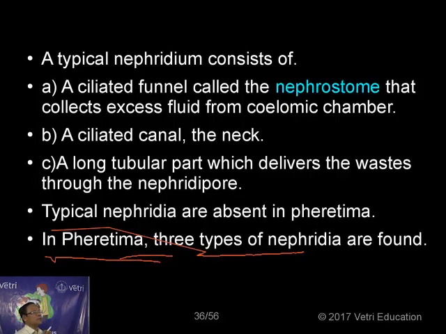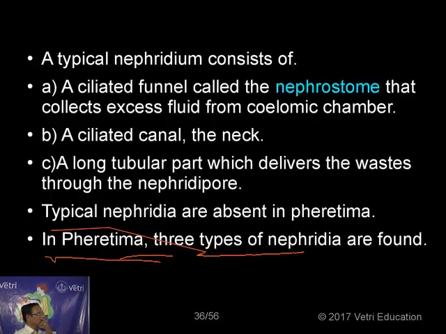So, if you are taking a typical nephridium, the following are the structures present. Each nephridium has a ciliated funnel. A typical nephridium means normally we are taking any example, but we don't have a typical nephridium in Pheretima. No typical nephridium is found in earthworm, that is Pheretima. But the typical nephridium structure is found in other earthworms. But we have to know what are the structures present in a typical nephridium.